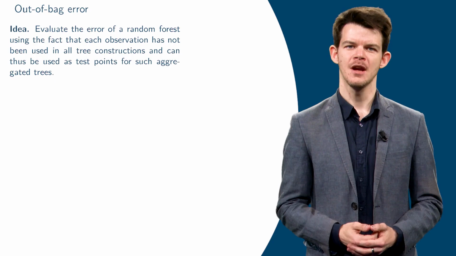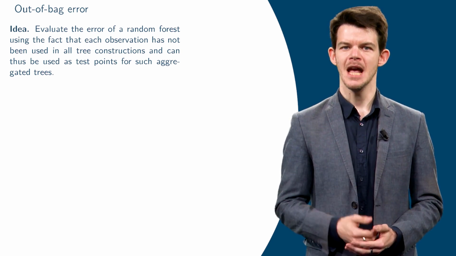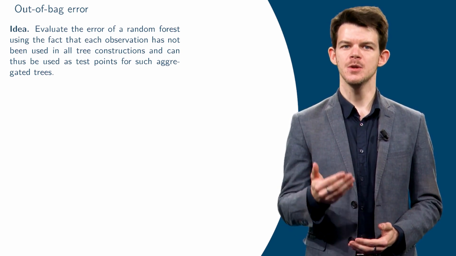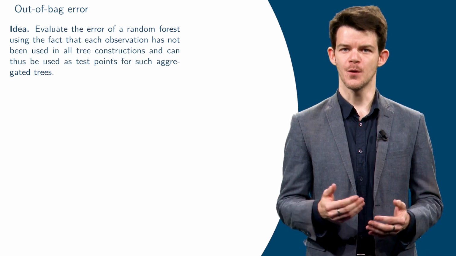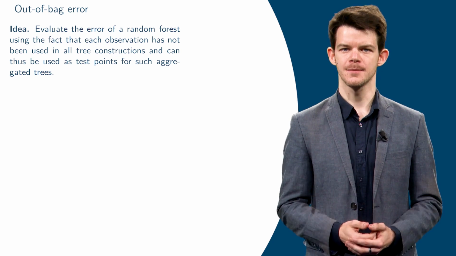Now that we have seen how the random forest algorithm works, we will present a clever and statistically efficient way to compute the prediction error of a random forest, the out-of-bag error. This error is computed without having to divide the dataset into a training sample and a test sample. The calculation of the out-of-bag error is based on the following observation. Each observation is only used by a part of the trees of the forest and can thus serve as test points for all the other trees.